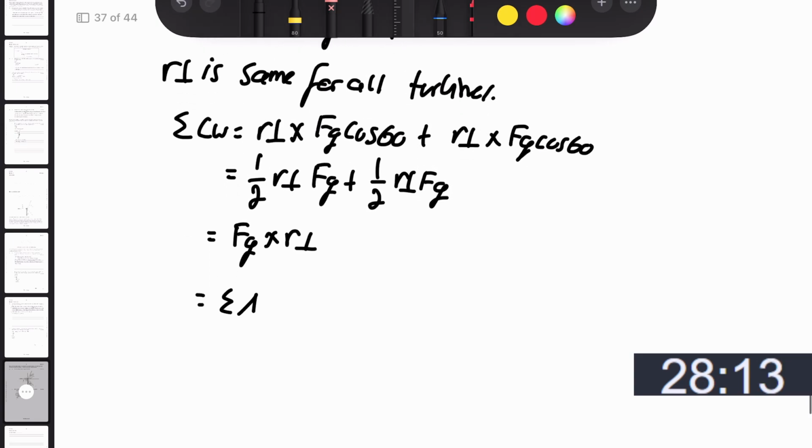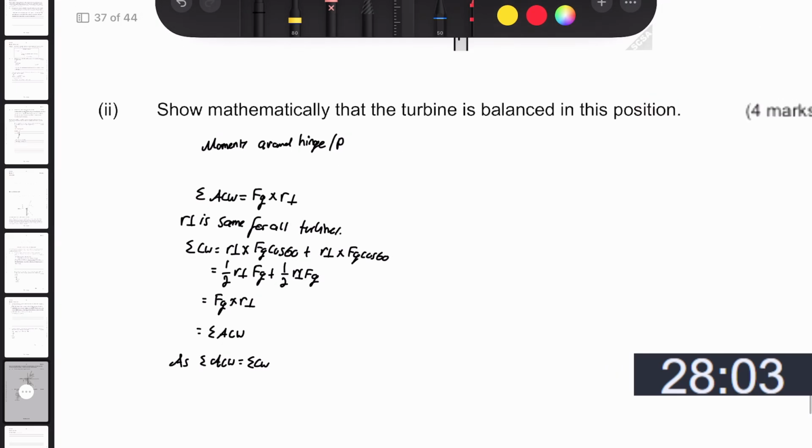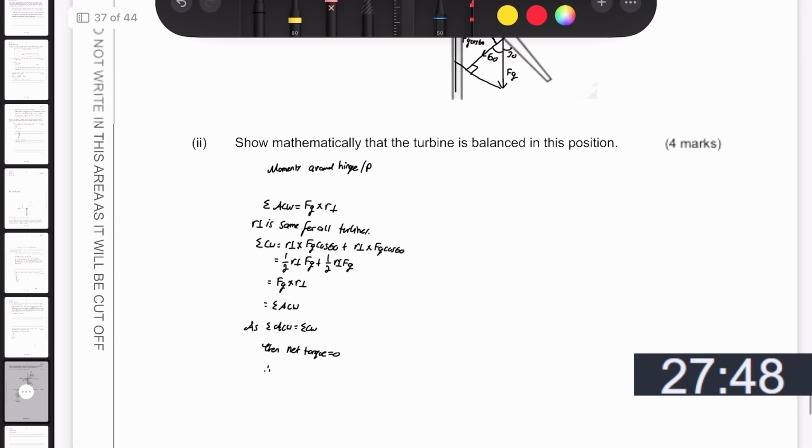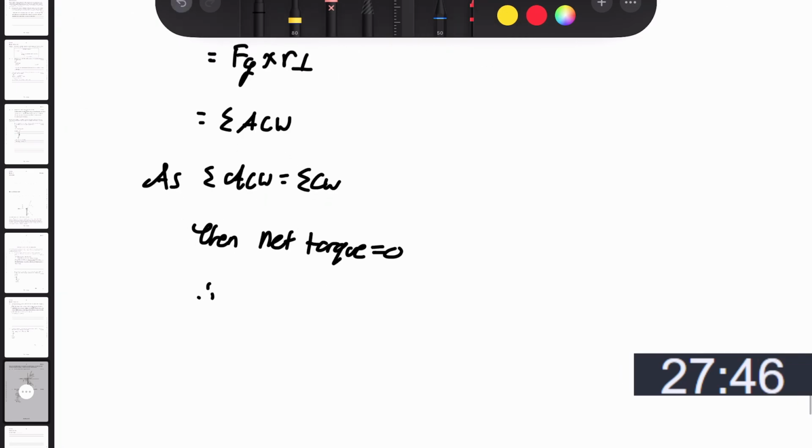which is equal to the anti-clockwise moments, as anti-clockwise moments equals the sum of the clockwise moments. Then the net torque is 0. Then net torque equals 0. Hence system is balanced.